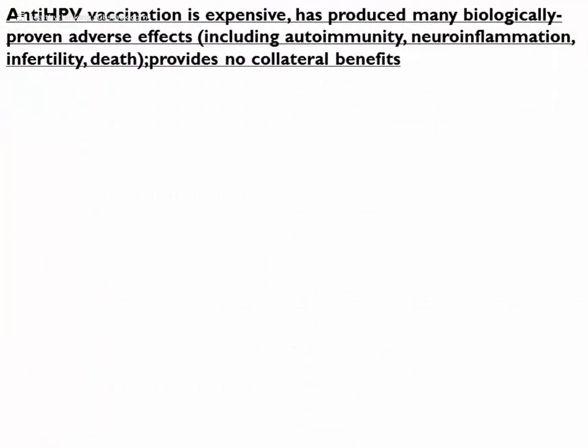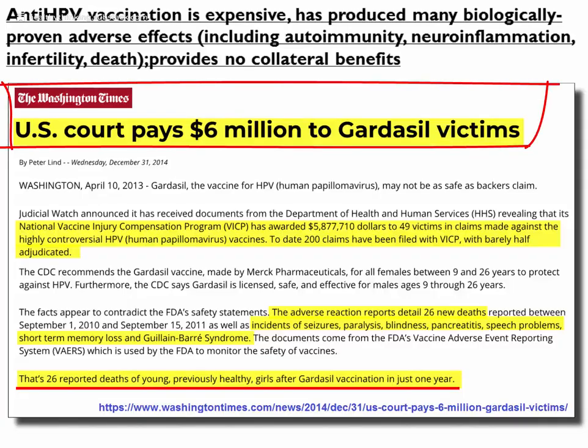One of the preventive measures for HPV viral infection-related illness is the anti-HPV vaccination. I consider that vaccination to be expensive, and the data has shown quite conclusively that this vaccination can produce many biologically proven adverse effects, including autoimmunity, neuroinflammation, infertility, and death, and it really doesn't provide any collateral benefits, and I'll touch more on that topic throughout this presentation and especially at the end.